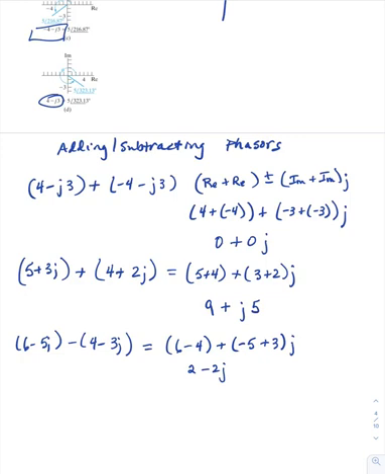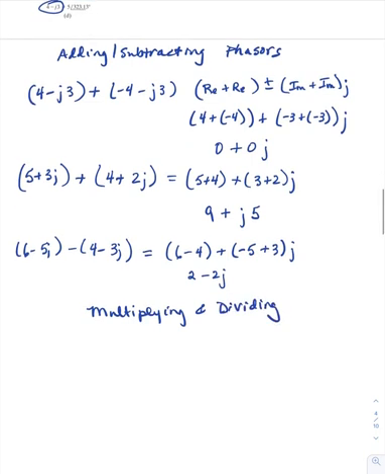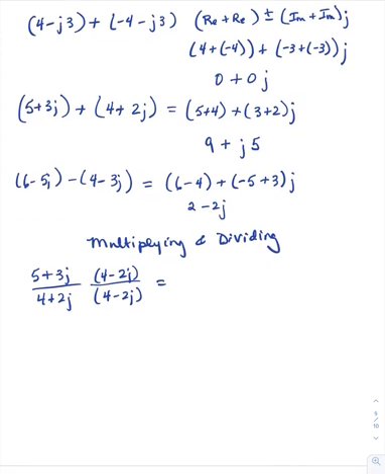Okay, multiplying and dividing. It's a lot harder to do with rectangular forms. So let's say 5 plus 3j divided by 4 plus 2j. In this form, you would multiply by the conjugate of your denominator, so 4 minus 2j, and multiply it to the top and bottom, and figure it out that way. Very doable, but it can get complicated. So it's easier to multiply and divide when you have it in polar form.